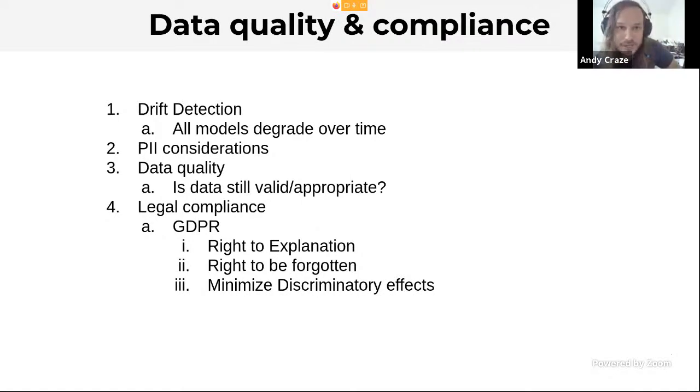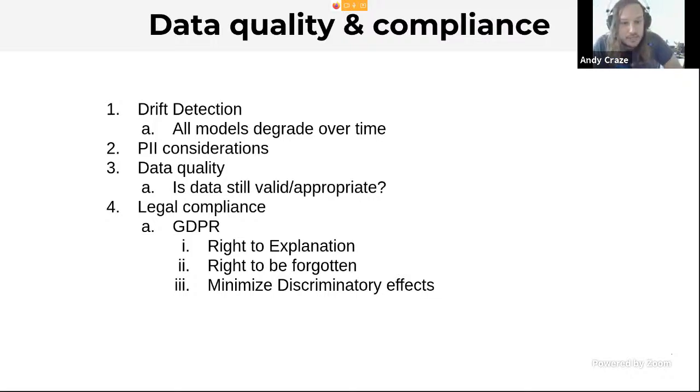Last point I wanted to hit on here with these considerations is data quality and compliance. So all models degrade over time. Either the framing of the problem eventually becomes irrelevant, or new information comes to light that makes it not a great solution, or sometimes the data becomes stale or invalid. So how do we detect model drift? How do we detect if the data is still valid or appropriate? Do we have guardrails and safety checks for sensitive data, things like PII?